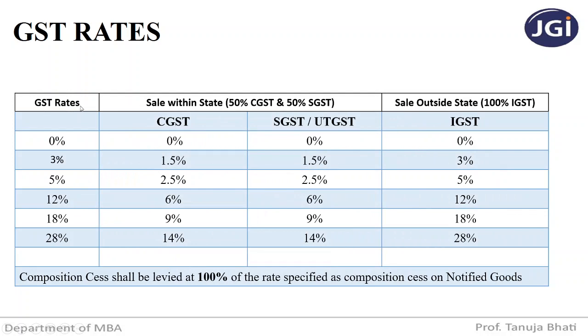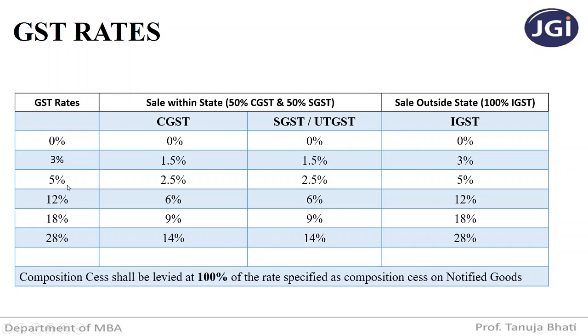As we know, GST rates are 0%, 3%, 5%, 12%, 18% and 28%. And as and when by notification, the government also specifies some other rates. So, how are these rates to be applied? Suppose the sale is taking place within the state, whatever is the rate, you give 50% of that rate to CGST and 50% of that rate to SGST. Now, suppose the rate is 3%, you will charge 1.5% under CGST, and 1.5% you will charge under SGST.